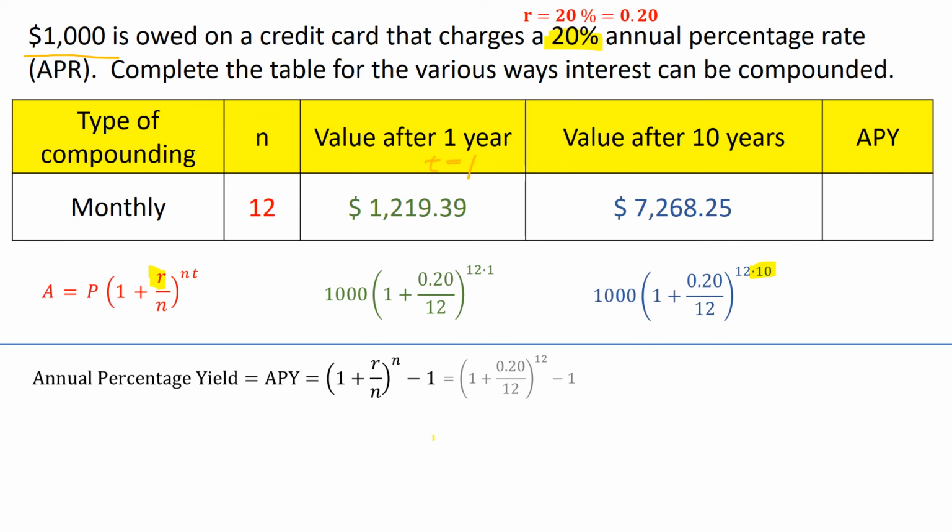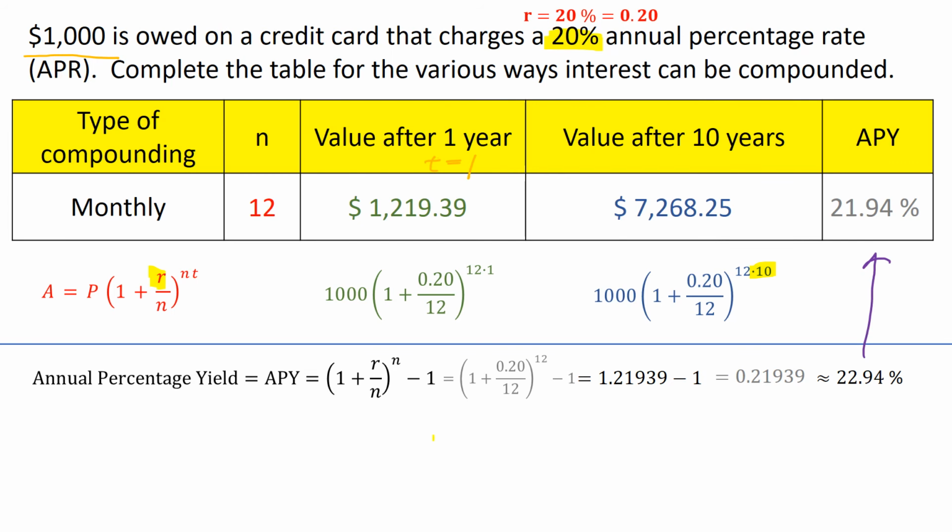Try it on your own. And I'm going to express it as a percent. So that value goes in here. A lot of times when you look at a credit card, or if you're getting a loan, you'll see an APR given to you and you'll see an APY given to you. So I'll show you what this APY means.